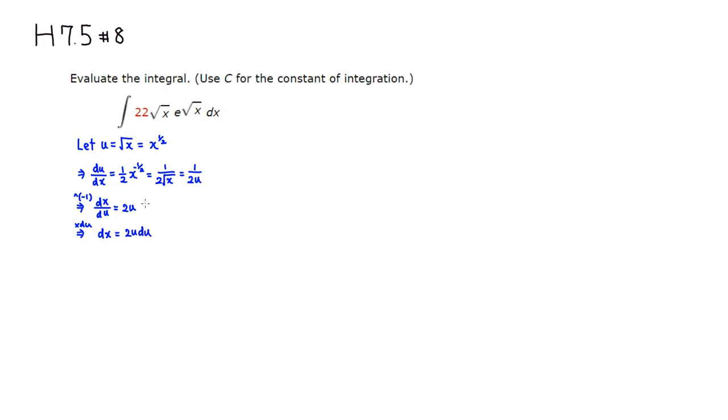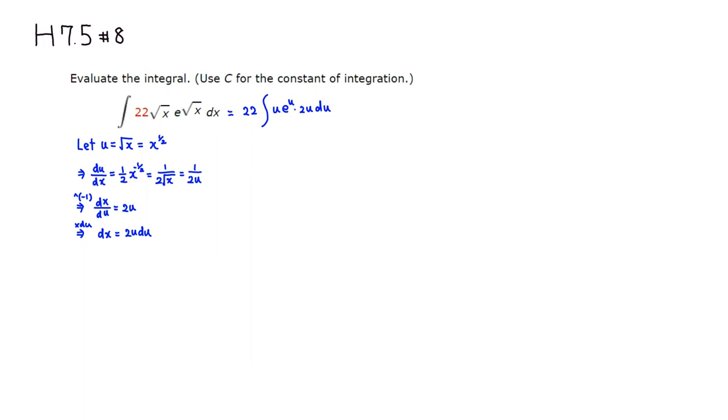So this is going to be equal to, you have integral 22. You can place it outside if you want, so I'm going to put the 22 outside. Then we have an integral. Square root of x is now u. Then you have e to the u. Then dx is 2u du. We need to clean up a little bit.